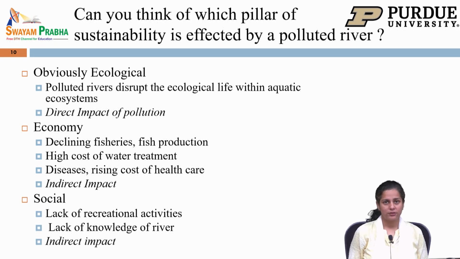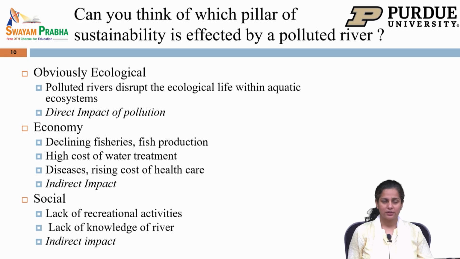If you have a polluted river, of course, you don't want to go and sit on the banks of that river. So there is lack of recreational activities. People disengage with their natural system, and hence there is lack of knowledge of the river, and there is all this indirect impact. So of course, all of this is causing ecological, economic, and social challenges, and for any sustainability issue or anything that we see, we can think of different pillars or different dimensions of sustainability that are affected by that particular challenge.